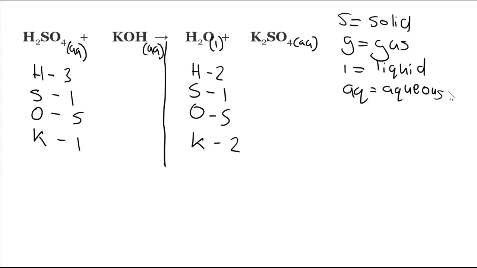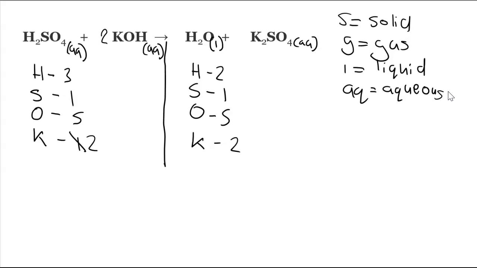And I can't change numbers after an element because that would change the compound. I can only change the number at the start of an element. So I'll try and do that now. What I always do is balance the metal first, or things that aren't oxygen and hydrogen, basically. So let's do that. There's 2 potassiums on this side, so I want 2 potassiums on this side. Now that changes my number of oxygens and hydrogens, and I'll show you how.